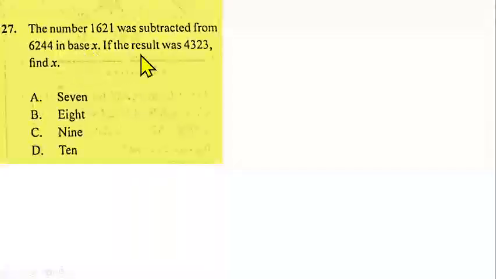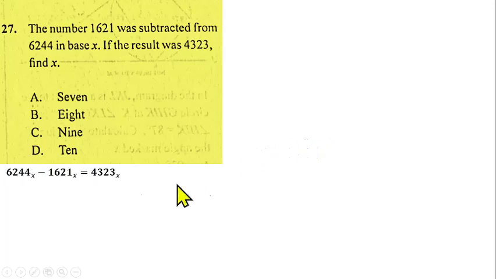Question number 29 is from number base. You are told that the number 1621 was subtracted from 6244 in base x. If the result was 4323, we have to find x, and don't forget that x represents the base. So we are told that this one is subtracted from this one, and they are in base x. You have this in base x minus this in base x equals this in base x.